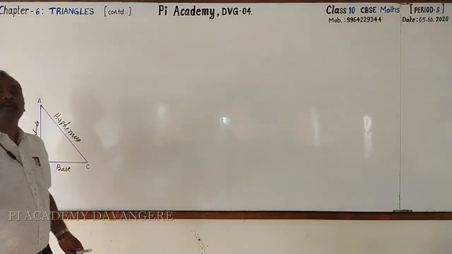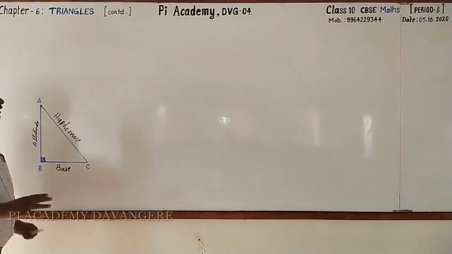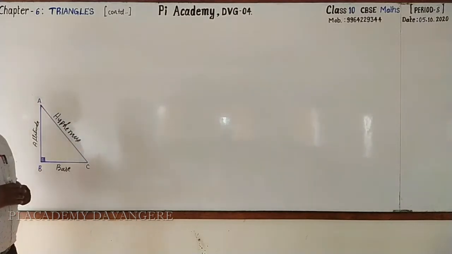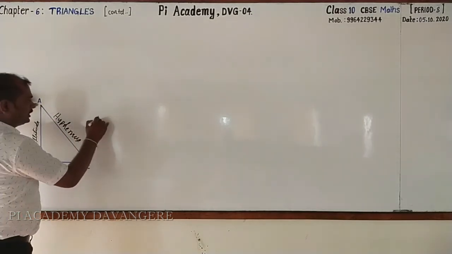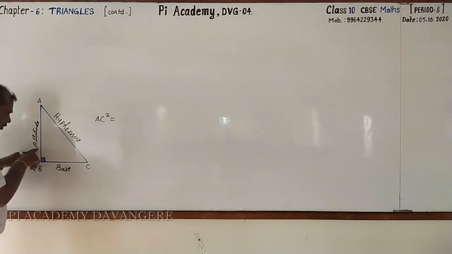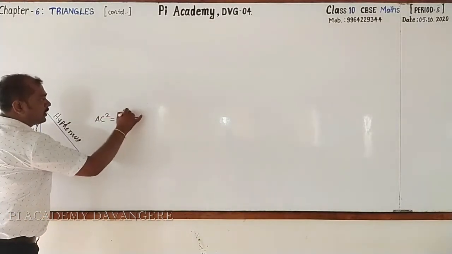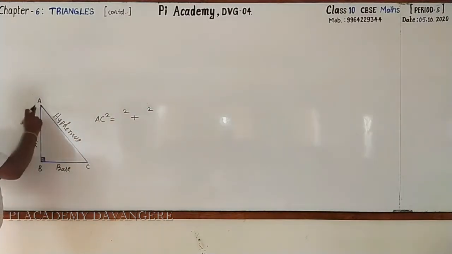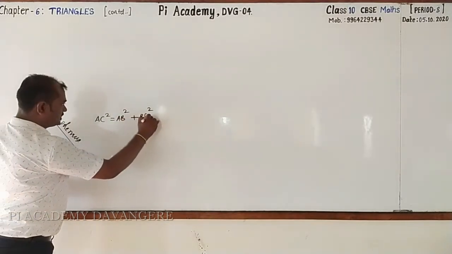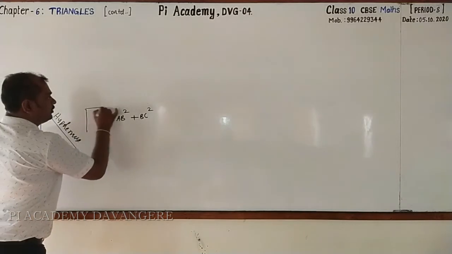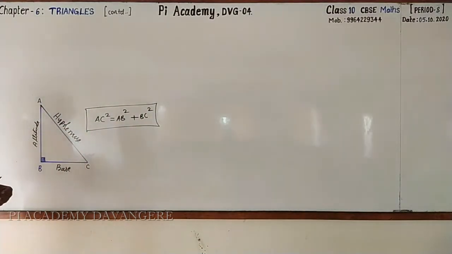Dear students, in your previous classes, you have learned one of the important properties related to right triangle. Could you tell what it is? Very good. It is Pythagoras property. Then what is the statement of that? It is the square of the hypotenuse, that is AC square, is equal to the sum of the squares of other two sides. What are other two sides? AB square and another side BC and its square, BC square. This is the Pythagoras property.